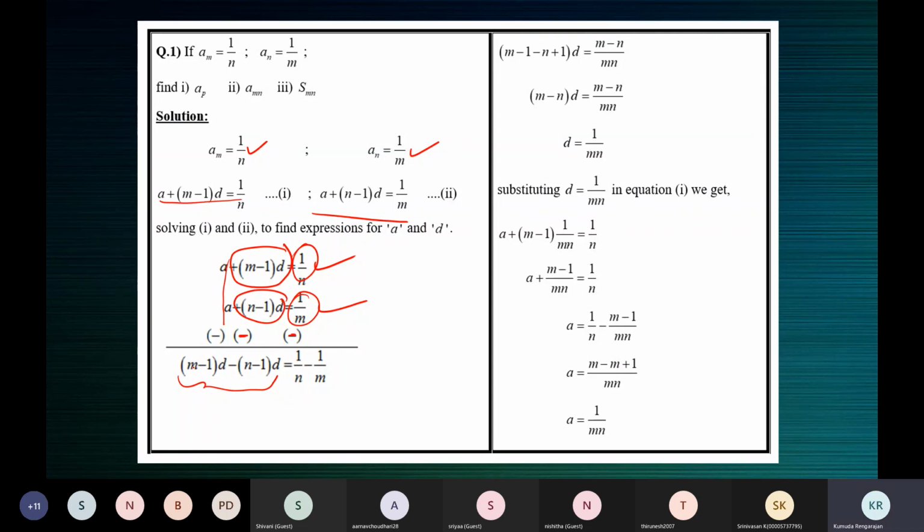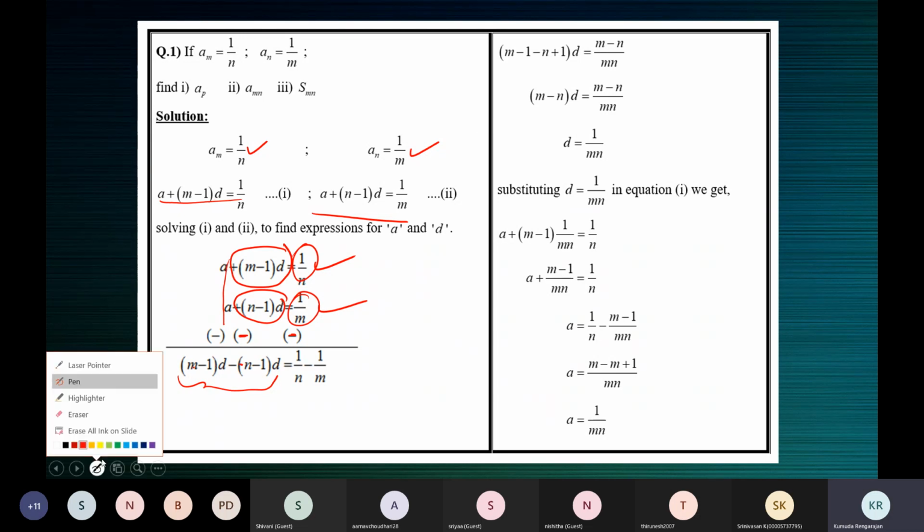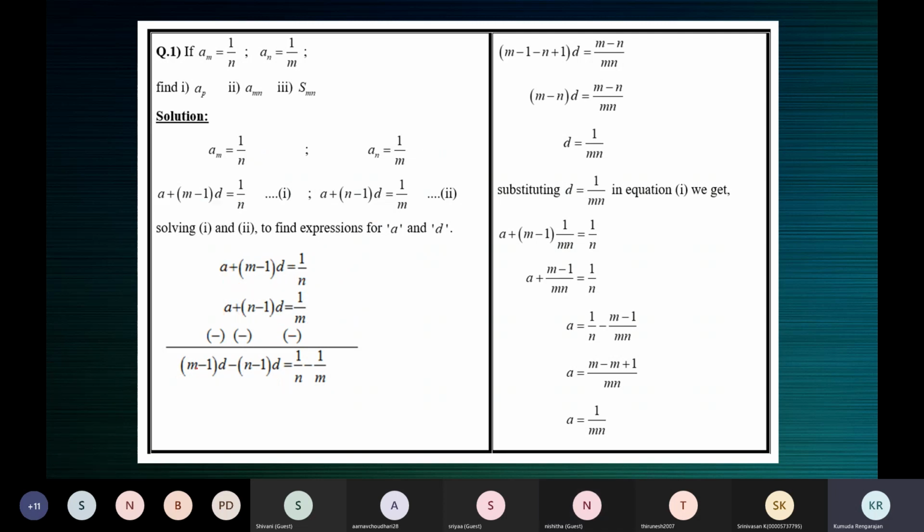So now this will be m into d. You can open the bracket. I've taken out d common straight away. Now you are trying to find the expressions for a and d, so you should take out d common in this equation. In this equation, you don't have a. You have only d, because we eliminated a, right? We eliminated a, so we are trying to find d from this.